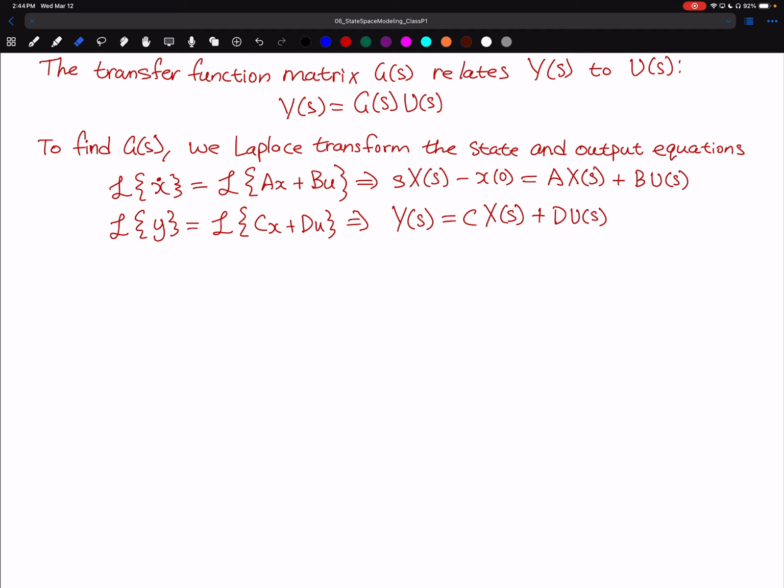Okay, we're going to assume zero initial conditions. So we're going to assume x of 0 is equal to 0. That's just standard for transfer function analysis, such that we're going to get s times big X of s is equal to A times big X of s plus B U of s.